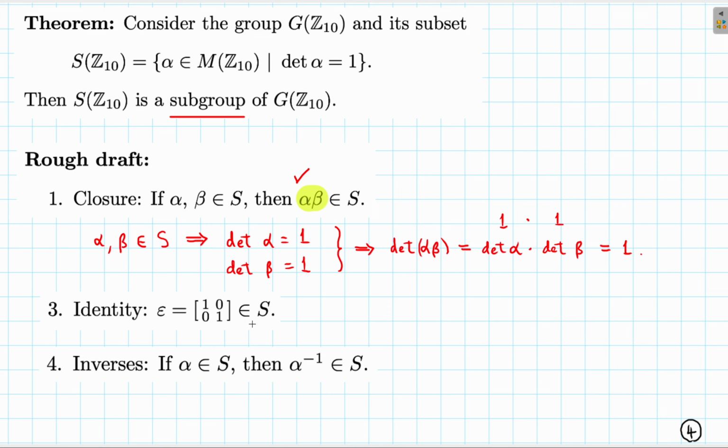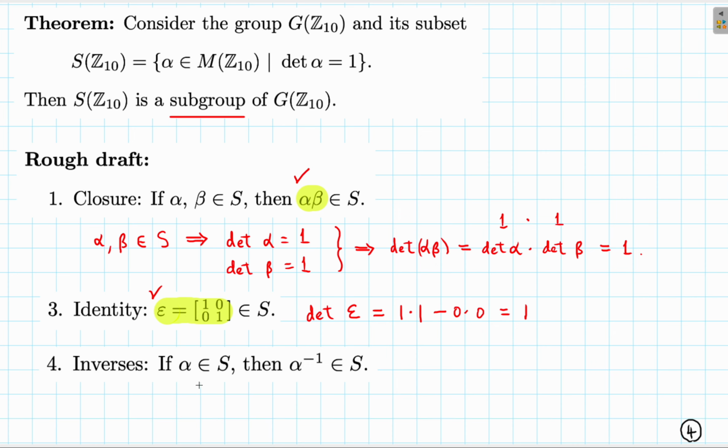Now let's talk identity. Again, we need to show that our identity element, the epsilon matrix, is in S. So for that, we just compute its determinant. And so let's just do the calculation. What's the determinant of the epsilon matrix? So it's 1 times 1, main diagonal, minus 0 times 0. And that's equal to 1. And we just showed that epsilon is in S.